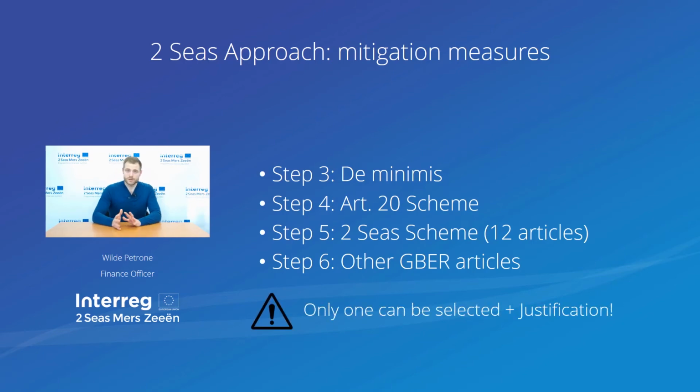2C scheme is a bunch of 12 articles that have been selected. We will talk about it later on, but what is important here is that you can only select one option. For steps 5 and 6, it's even more narrowed because you will have to only select one article, but also to clearly justify the reason why you've applied these options, the specific conditions, and any other specificities linked to the article you've selected.